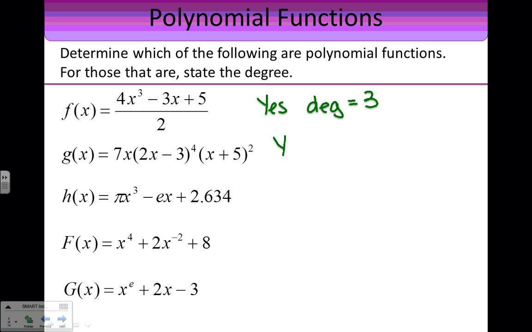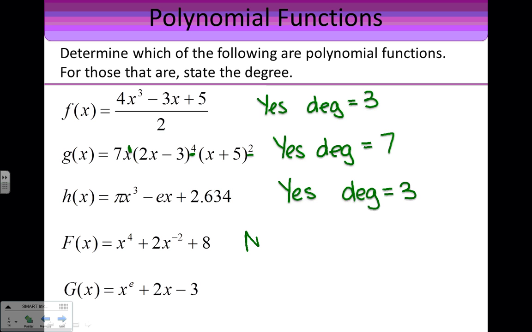The second one is yes, with a degree of 7. This one's not in standard form, so you'd add your exponents together. So we have an exponent of 1, an exponent of 4, and an exponent of 2. So a degree of 7. H of x, that would be yes. It follows all of our criteria. The degree is equal to 3.